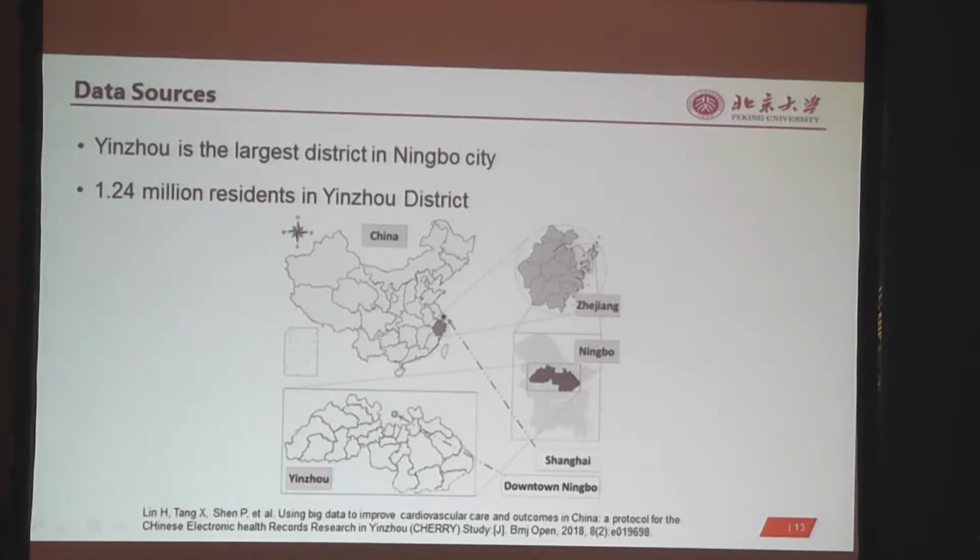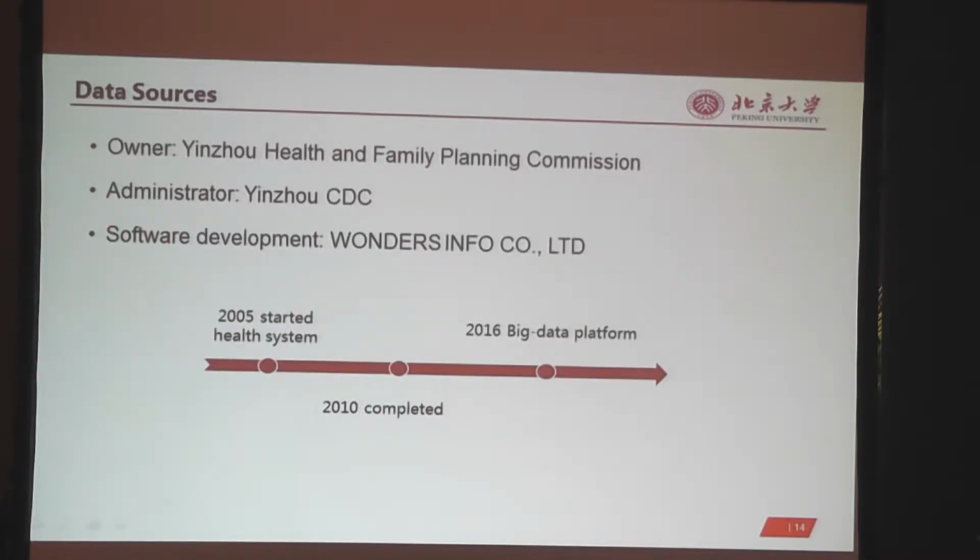Here are the methods. First, the data source comes from the Yinzhou healthcare database. Yinzhou is the largest district in Ningbo City, and Ningbo is a coastal city in eastern China. There are about 1.24 million residents in Yinzhou district, and you can find more details about the database in this article. The owner of the database is the Yinzhou Health and Family Planning Commission. Yinzhou CDC is under its supervision and responsible for administrating the database.